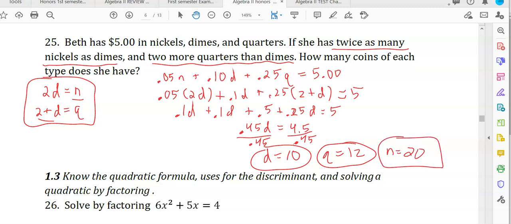And if you want to make sure you're right, you can just add that up in your head. That's $1 worth of dimes, $1 worth of nickels, and that's $3 worth of quarters. That's $5, and that works.